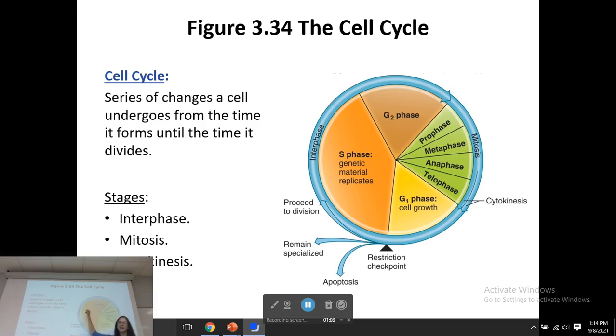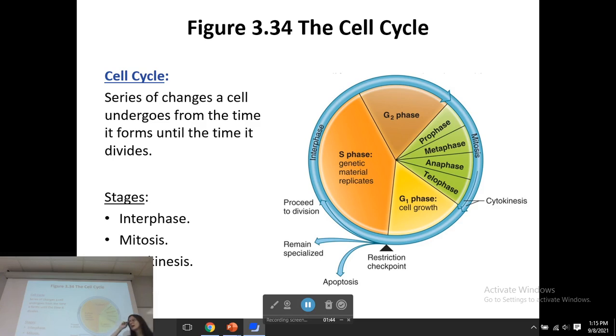Then we have the S phase, and S is for synthesis. Do you remember when we talked about synthesis reactions? Those are reactions that are building up something larger. So you start with pieces and it's building. During synthesis, it replicates or constructs the genetic material, the DNA. Then we have G2. Again, think of it as growth. G stands for gap again, but there's more growth that occurs, and then the cell begins to prepare to divide.